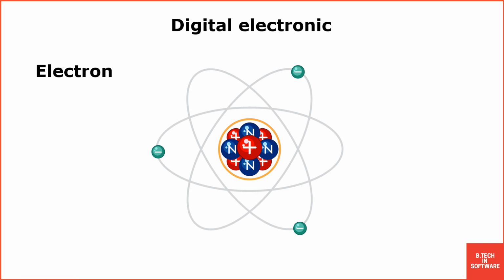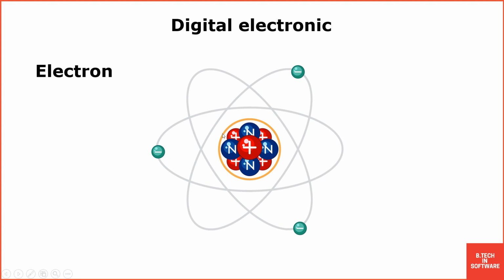To understand digital electronics, first of all, we need to understand what an electron is. Here, in this diagram, you can see an atom. Everything around us is made of these atoms. Atoms are like building blocks of any matter. So first of all, we need to understand what an atom is. To understand electrons, we should look at an atom.